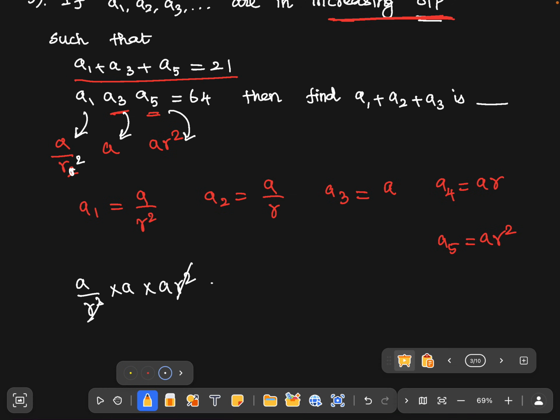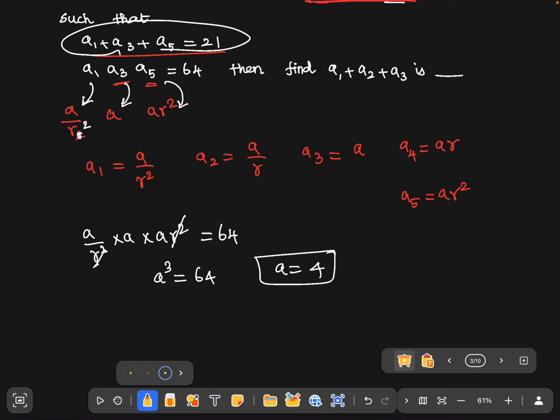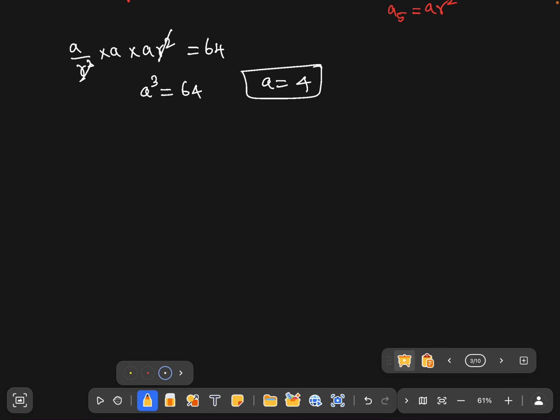Now with this we can find the value of a by r square into a r square. So r square gets cancelled, equal to 64. Then a power 3 equal to 64, obviously a equal to 4. So we know that a equal to 4. Then with the help of this, a1 plus a3 plus a5 equal to 21.